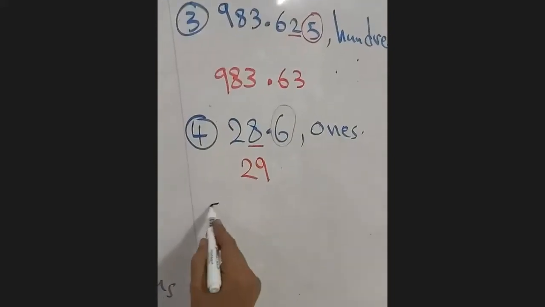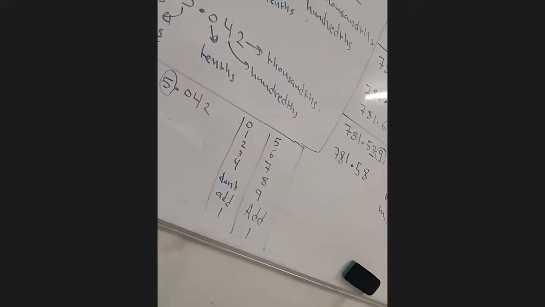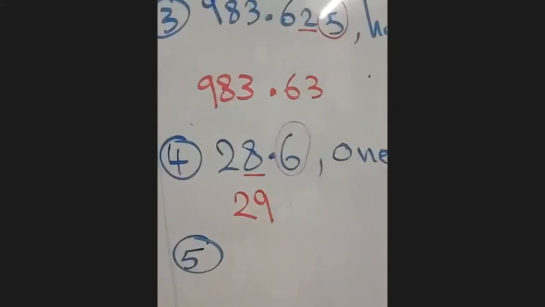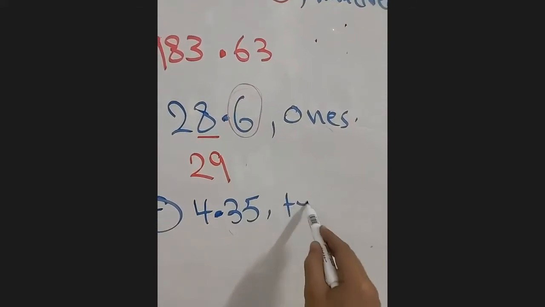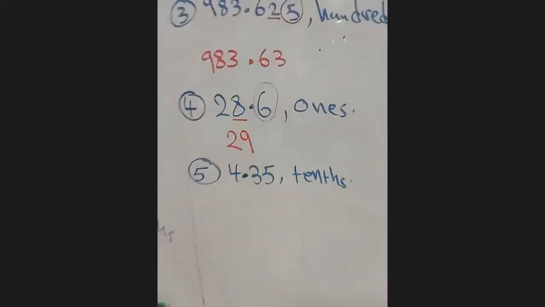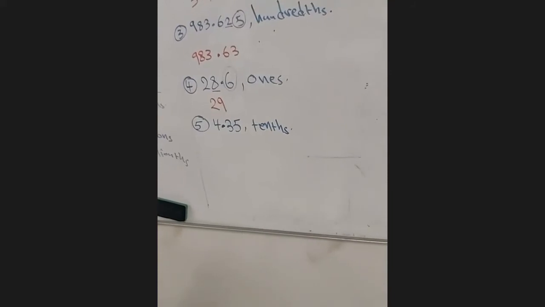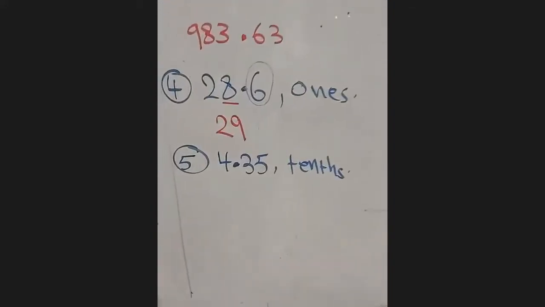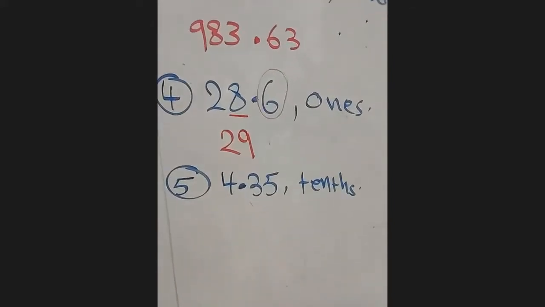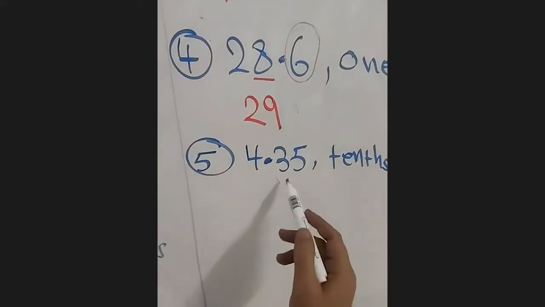Question 5. I have 4.35 to the tenths. Ziyad. Tenths. Where is the tenths here? The 3.